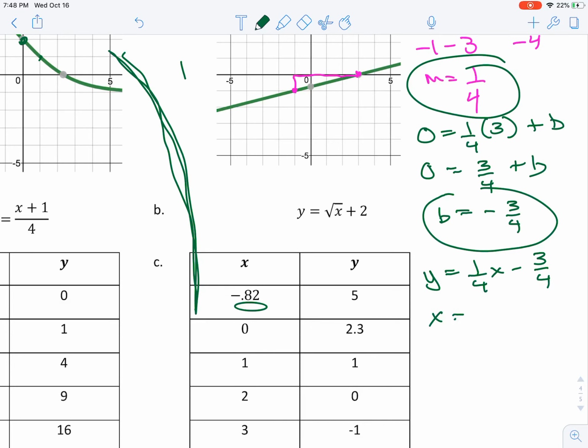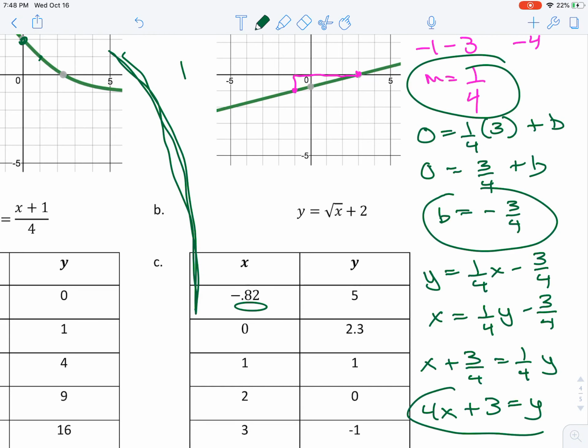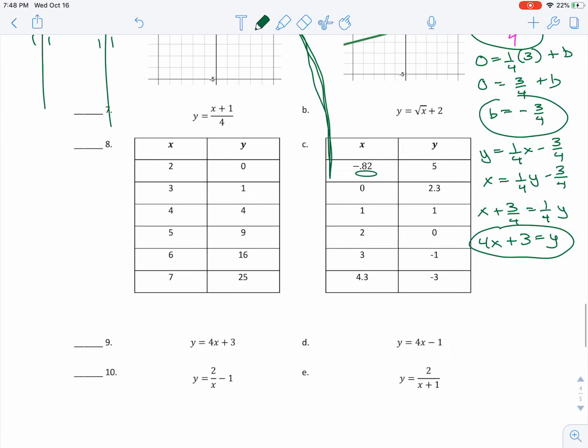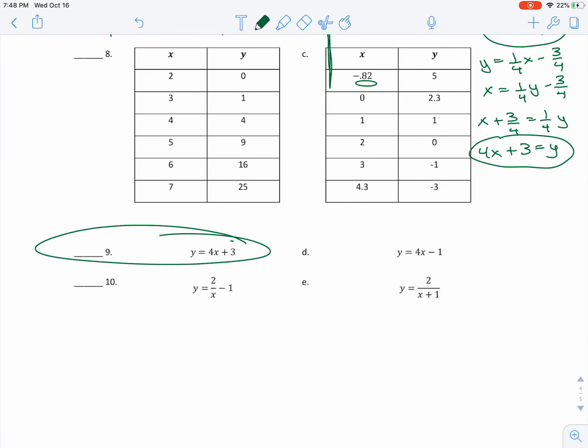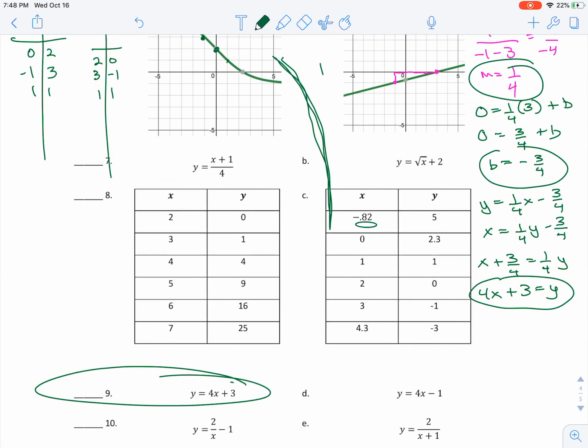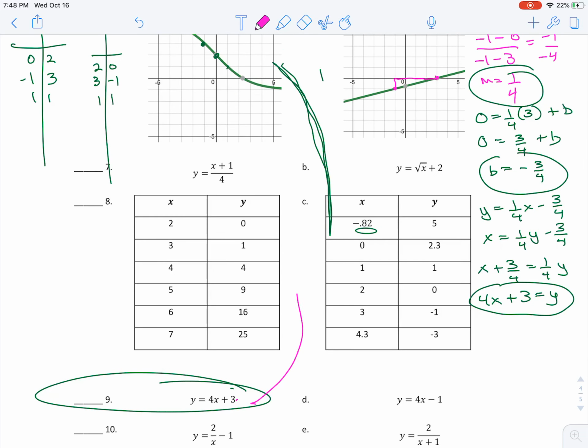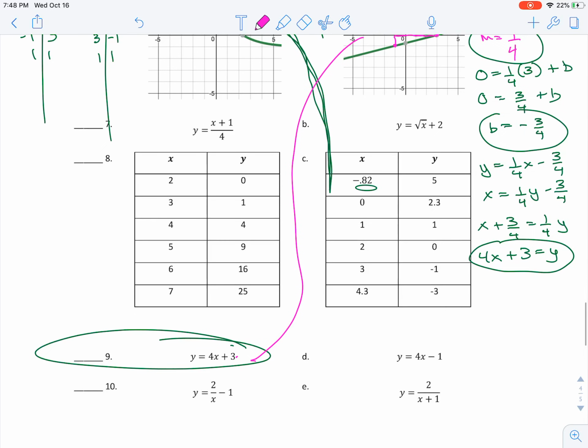And now I'm going to find the inverse by switching x and y and solving for y. So I'm going to add 3/4 to both sides. I'm going to multiply both sides by 4, which is going to give me this. So I'm going to hope that this equation is one of our options, and sure enough it is. So y is equal to 4x plus 3. I'll use another color, and that is going to match to this one. Okay, got another one down.